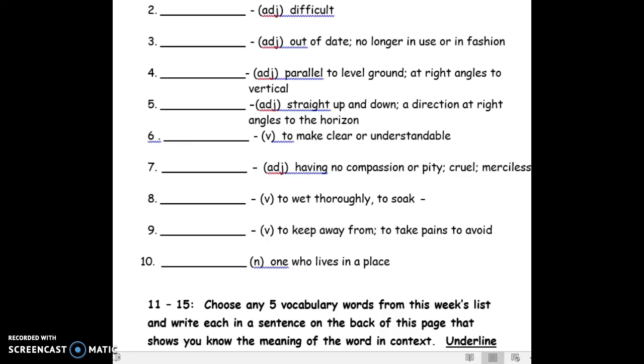Make sure you underline your vocab words in each sentence, and be sure that you have capitalization at the beginning of the sentences and punctuation at the end.